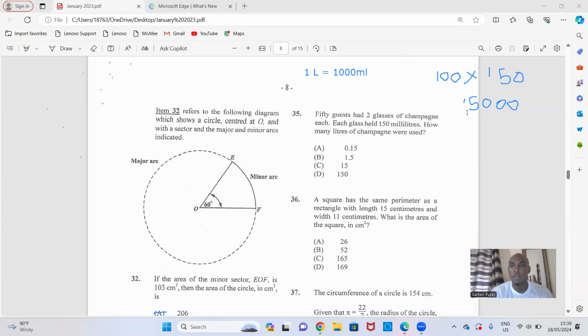So if you have 15,000 milliliters, we can divide this by 1,000 to get the number of liters. So we divide this by 1,000. All right. And we cancel some zeros, that cancels, and this cancels. So we're left with 15 divided by 1, which is 15. So it means there are 15 liters of champagne that were used, right? All right. Let's clear the screen.